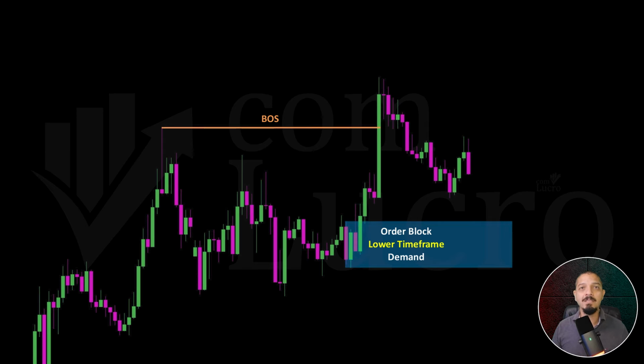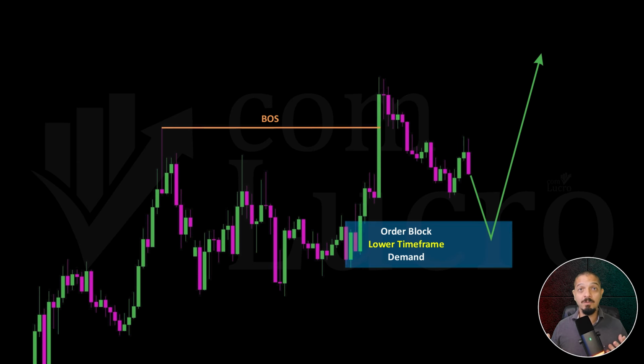At this level, liquidity becomes clearer. We can see inducement forming, with resting liquidity that is likely to be swept before the real move begins. The expectation is simple. Price sweeps liquidity, taps the demand zone, and then pushes upward.